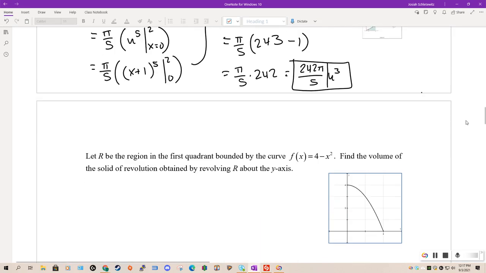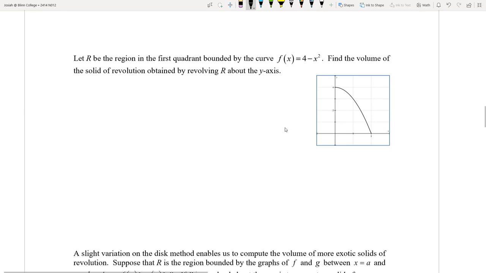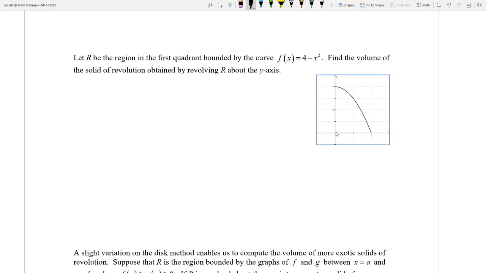So we'll go ahead and move on to the next one here. Let R be the region in the first quadrant. So first quadrant means that we are definitely using a hard stop like that. Bounded by the curve 4 minus x squared. So that's a standard parabola shifted up by 4. And we can already see here that we have intersections with the axes at (0, 4) and (2, 0). Find the volume of the solid of revolution obtained by revolving R, which is this guy in here, about the y-axis.